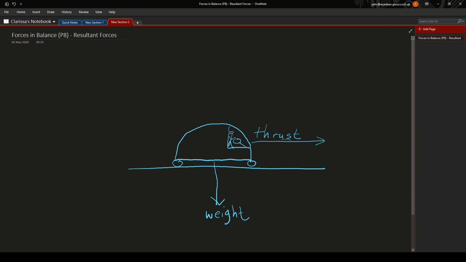But remember, while the car is pushing against the ground because of its weight, the ground is also pushing against the car because of Newton's third law. There's going to be a reaction force. And this reaction force, even though it's usually forgotten, is quite important, because without this reaction force, the car would just go straight through the ground. My arrow might seem squiggly, but it should be straight.